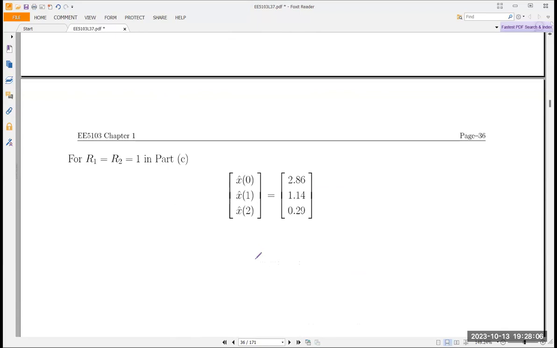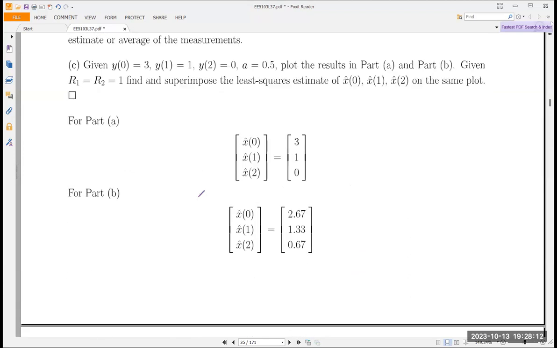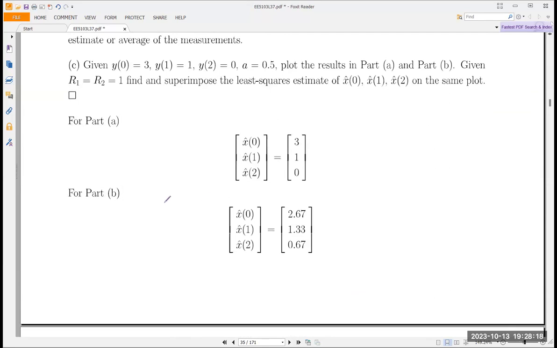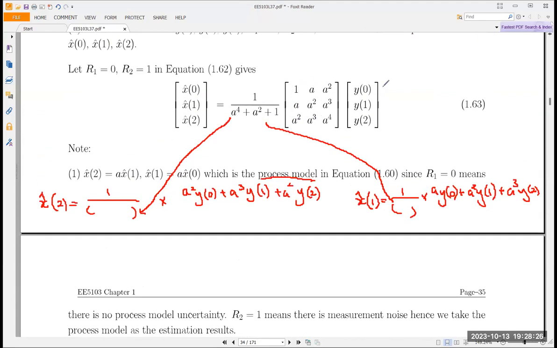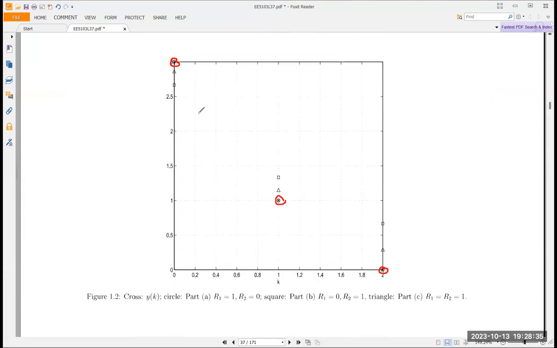Part B. In part B, a is 0.5. So you stick in 0.5 here, and 3, 1, 0 here. You go and calculate, and you will get this. That answer is plotted here. This is part B. Here are the squares.